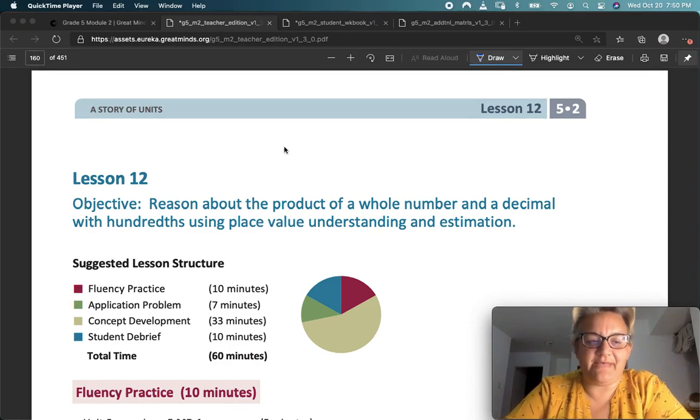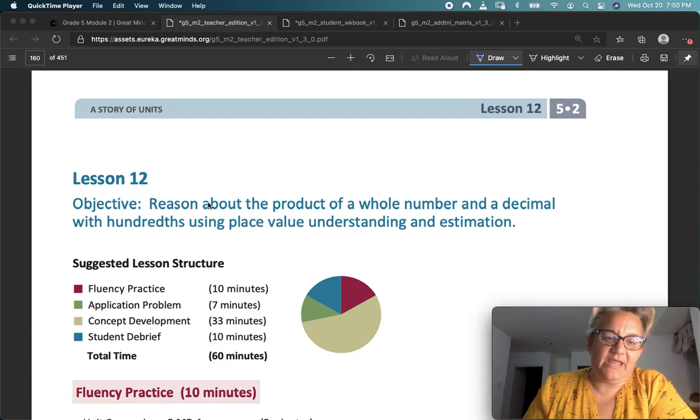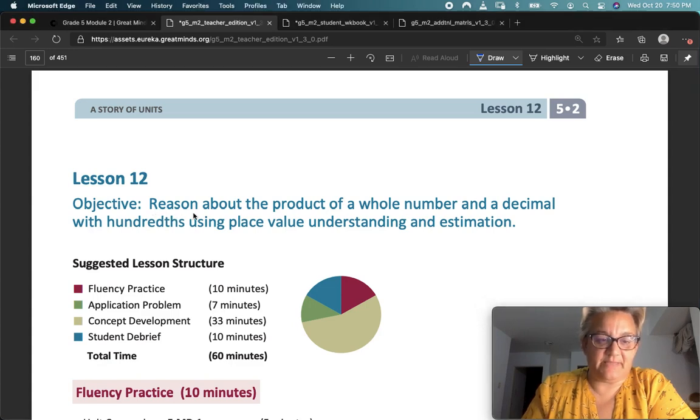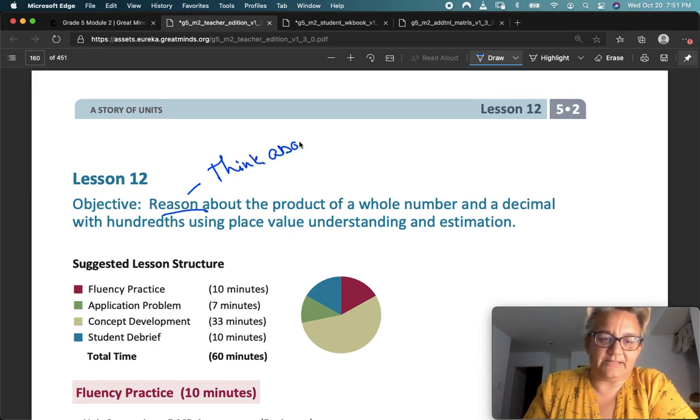Welcome to Eureka Math. This is Module 2, Lesson 12, and we are going to continue multiplying decimals and whole numbers. So our objective is to reason, meaning to think about, the product, and the product is, of course, the answer to any multiplication problem.